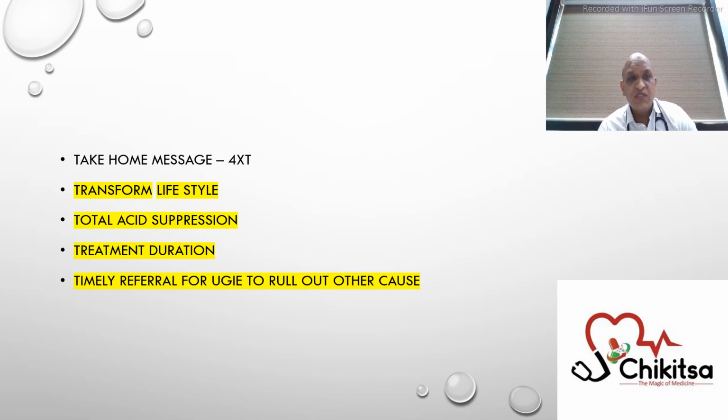So the take home message would be: transform the lifestyle, that is very important. Second, total acid suppression by the drugs. Third, the treatment duration is equally important. Fourth, timely referral for upper GI scopy to rule out other causes. If you have given a good dosage for a good time and still the patient is not responding, just look for other causes, and the answer would be there in the upper GI scopy.